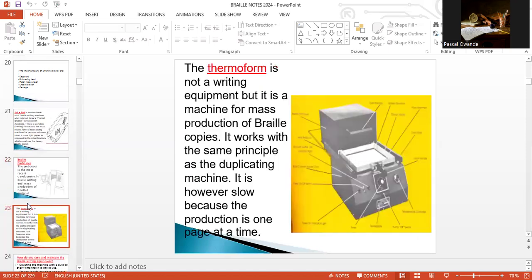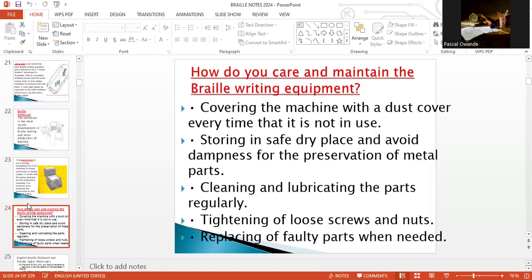The thermoform in this case is not a writing equipment, but it is a machine for mass production of Braille copies. And it works again with the same principles as the duplicating machine. It is, however, slow because the production is one page at a time. The thermoform uses heat energy so that the production is accurate and resembles the original copy.